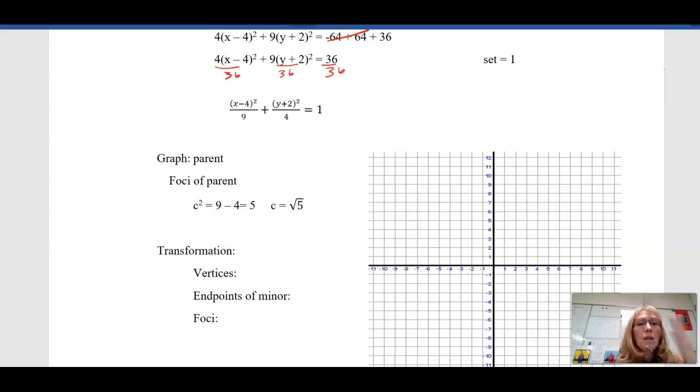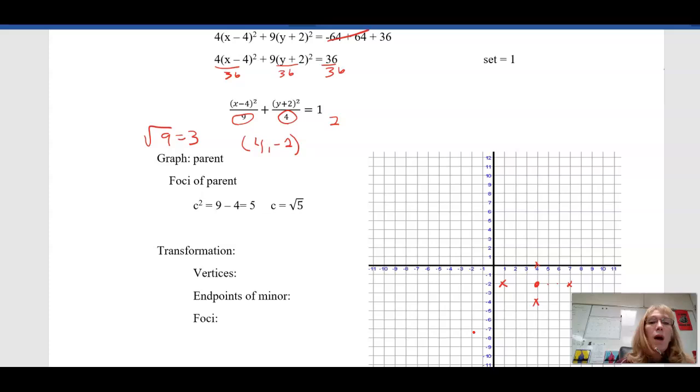Now when I look at this, I know my center is at 4, negative 2. So we're going to go to 4, negative 2 and put our center. I know my major axis is on the x, and it's 3 long, because the square root of 9 equals 3, and that's on the x-axis. So from the center, we can move 3 to the left and to the right. Now, the minor is the square root of 4, which equals 2. So we're going to go from the center up 2 and down 2. So we're good to this point.